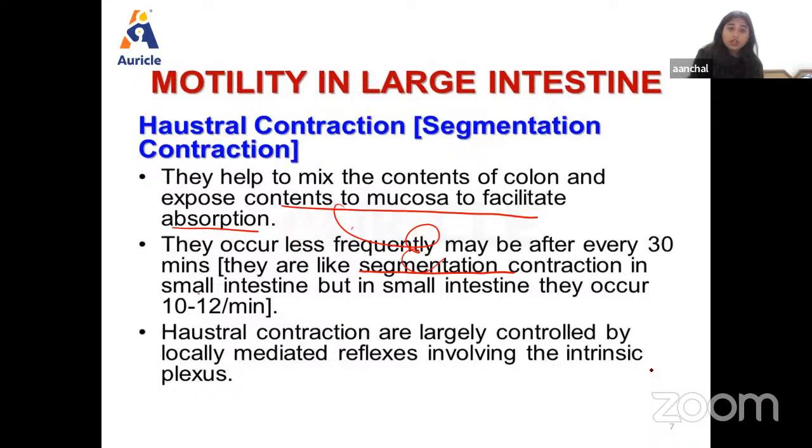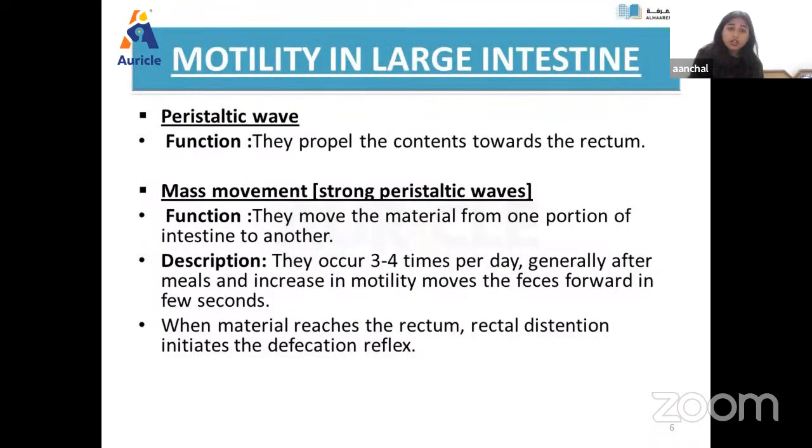Now the motility in the large intestine. As we have talked about peristalsis, the peristaltic wave functions to propel the content towards the distal part of the GI tract, basically towards the rectum, and the rectum is the part where the storage of feces occurs. Then the mass movement is a strong peristaltic movement, or strong peristaltic waves. They move the material from one portion of the intestine to another portion, sweeping the food in the forward direction, right?